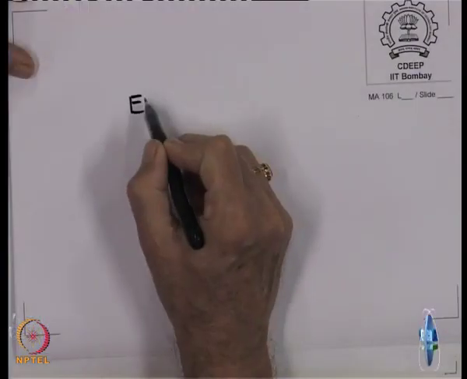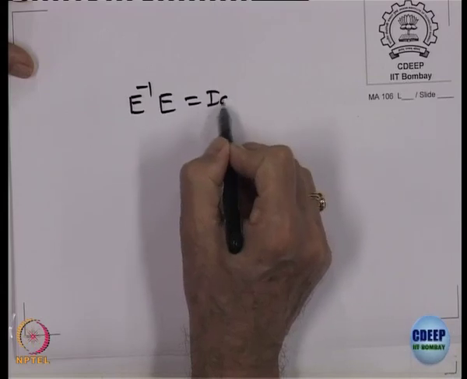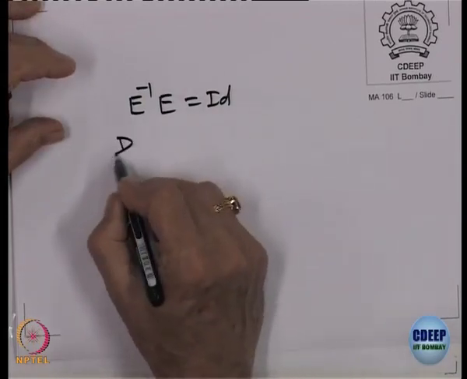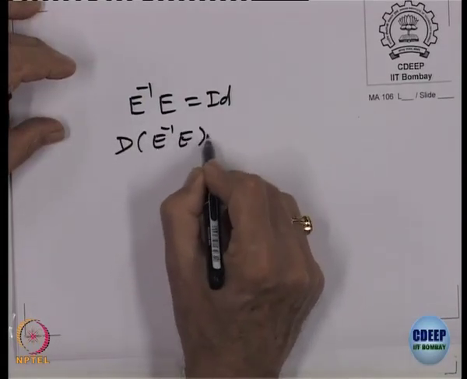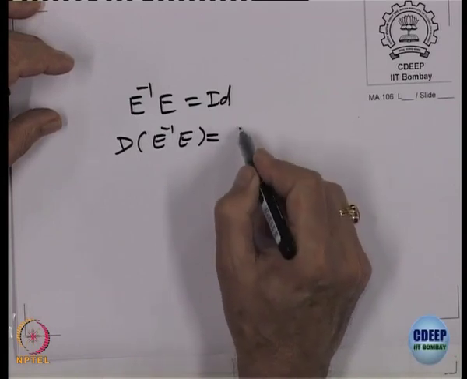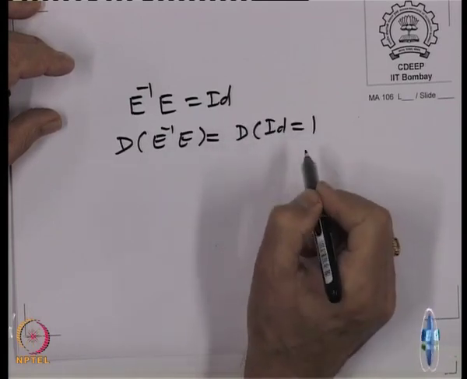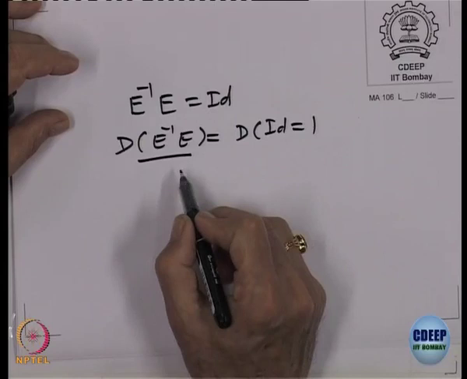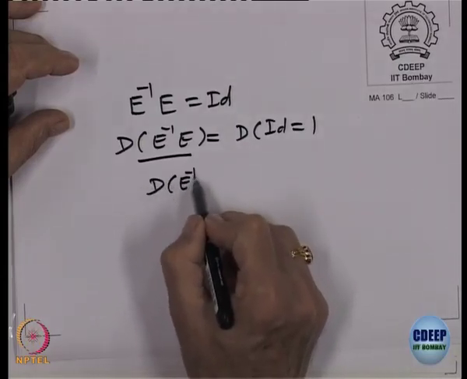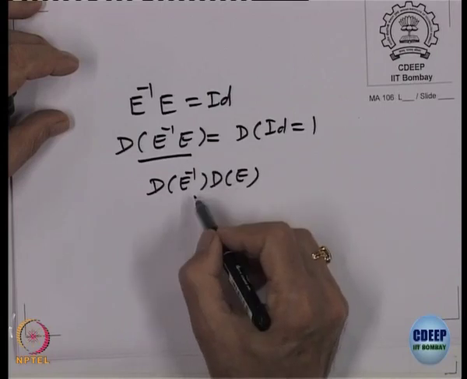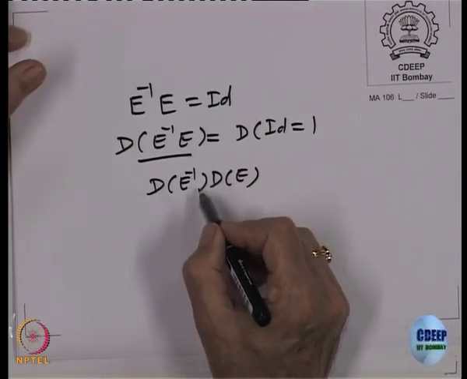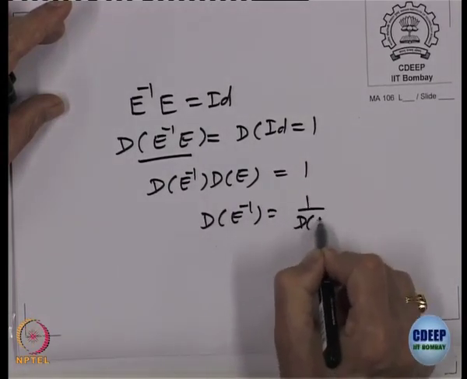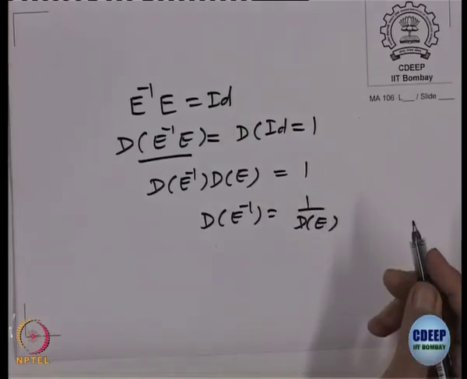So, E inverse multiplied by E is the identity, for any matrix anyway. A multiplied by A inverse is the identity. So, what is the determinant of E inverse E? That is the determinant of the identity, and that is 1. Now, here is an elementary matrix multiplied. So, what is this equal to? The determinant of E inverse times the determinant of E. Is that okay? For elementary matrices we already know the product property. So, that is equal to 1. So, what is the determinant of E inverse? That is 1 over the determinant of E.